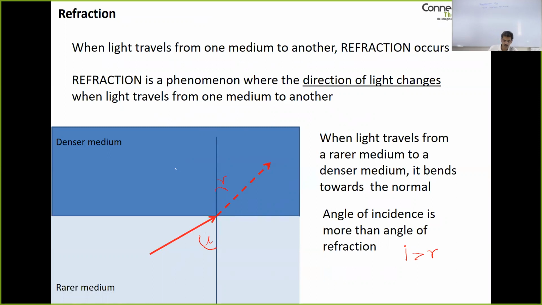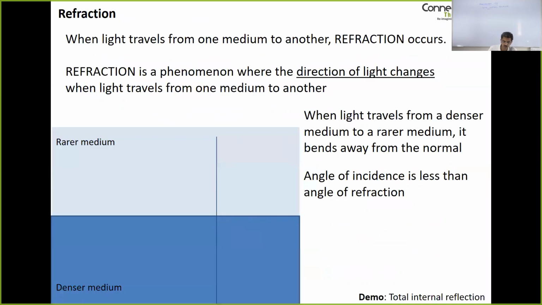Now, what happens when light goes from a denser medium to a rarer medium? Let us see what happens. You have read in your textbooks that when light goes from a denser medium to a rarer medium, the ray of light after refraction bends away from the normal. Let us start, like we did before, with a ray of light which is normal to the surface. In that case, there is no change of direction. The refracted ray is also normal to the surface.